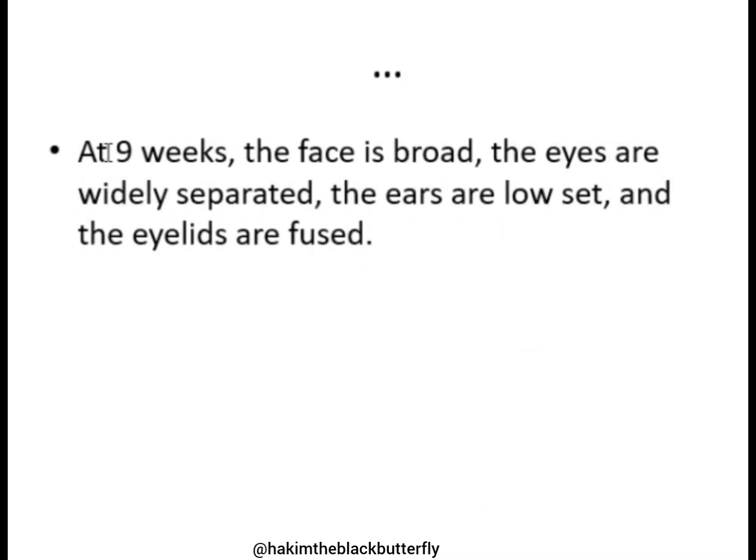And that is why between 9 weeks to 12, the face is wide, broad. And when the face is broad, the eyes are separated. The eyes are far apart from each other because of the broad head. But when the head continues to differentiate and its structures grow, the eyes will go to their final position. But at the beginning, because of the broad head, the eyes are widely separated. And the ears can be seen at a lower level than their normal position. That is an indication that they are still differentiating. And then the eyelids are fused to close the eyes.